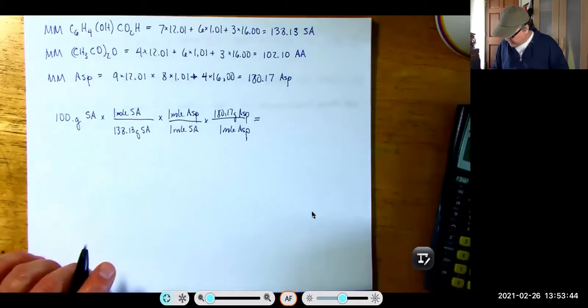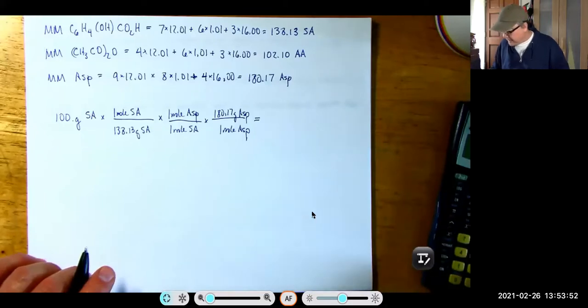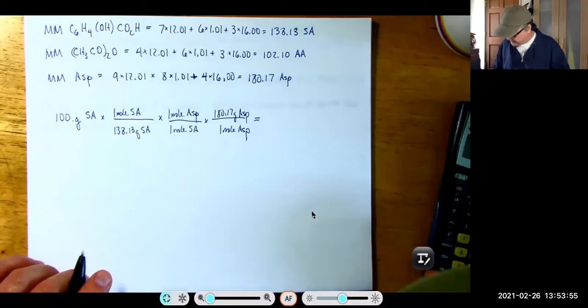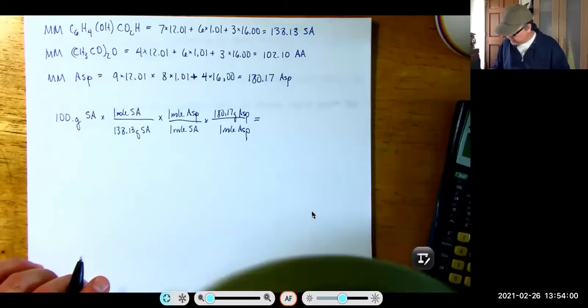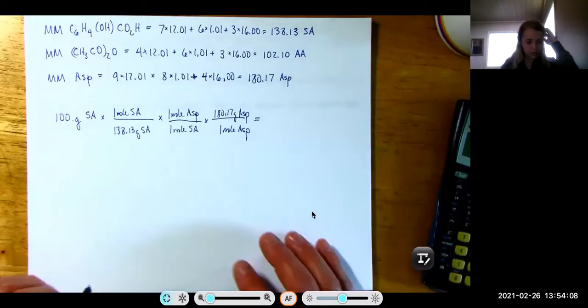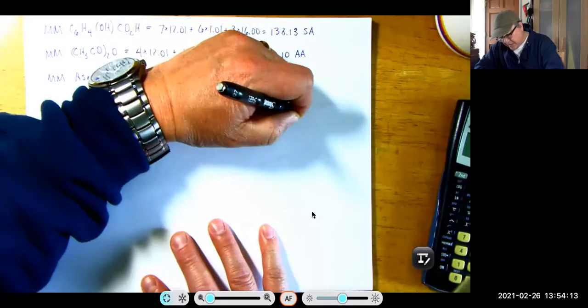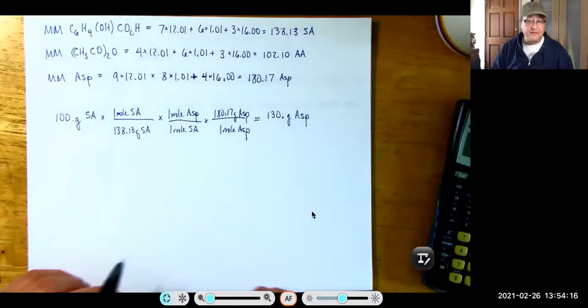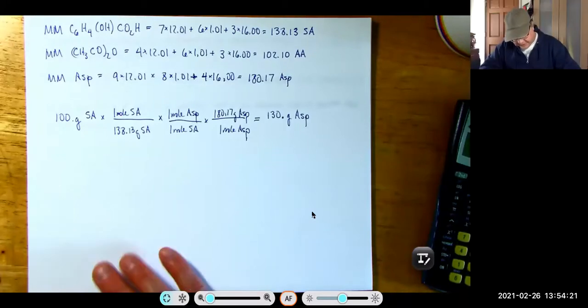Okay, times 180.17 and divided by 138.13. I used the wrong number. I get 130. grams. I have to put the decimal there so I have 3 significant figures. If I don't put the decimal there, I've only got 2 sig figs.